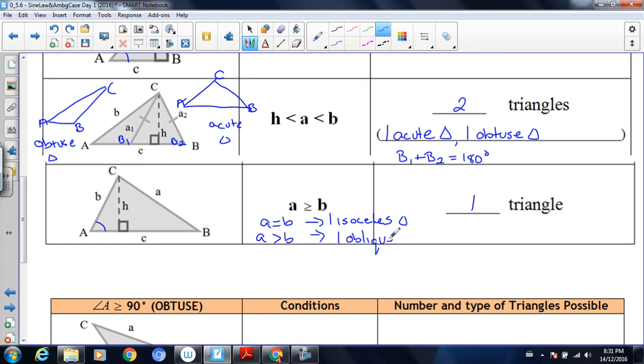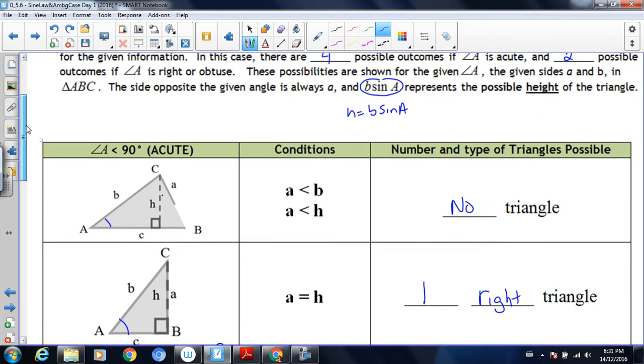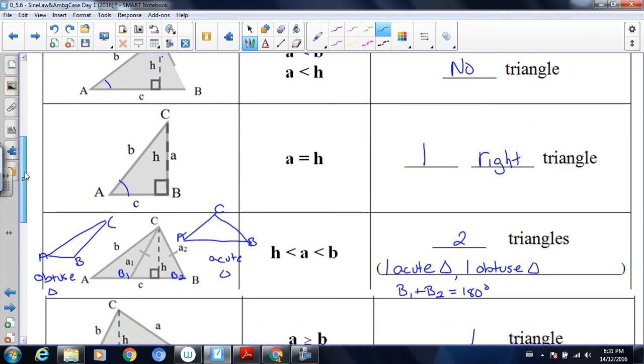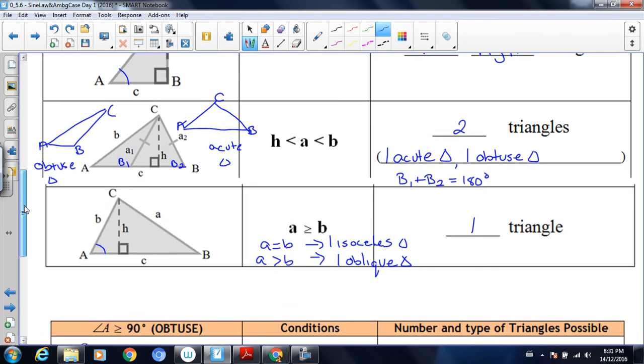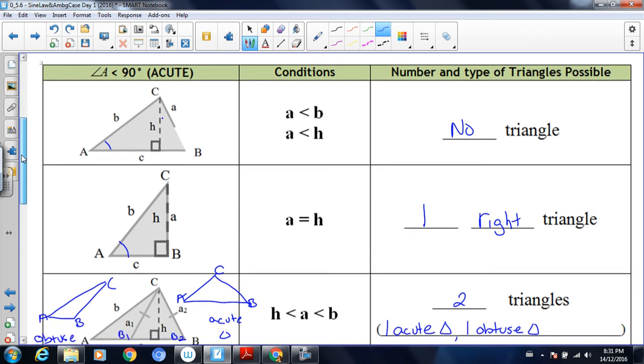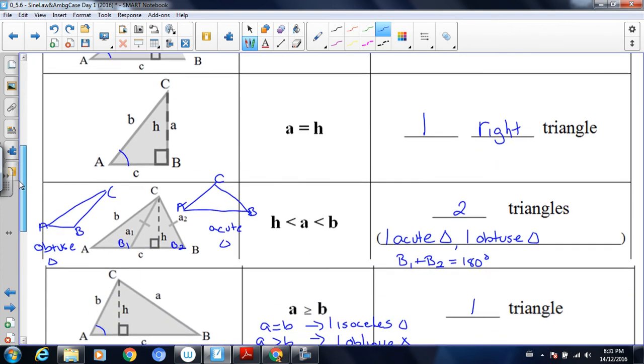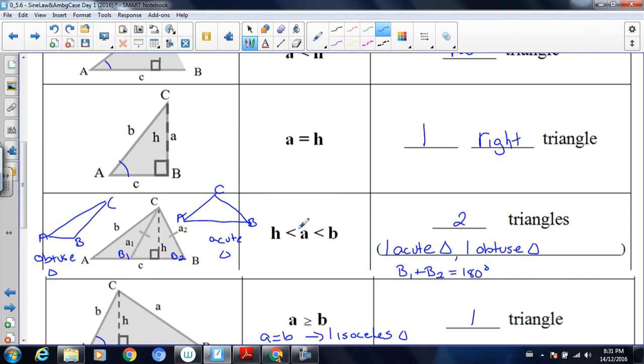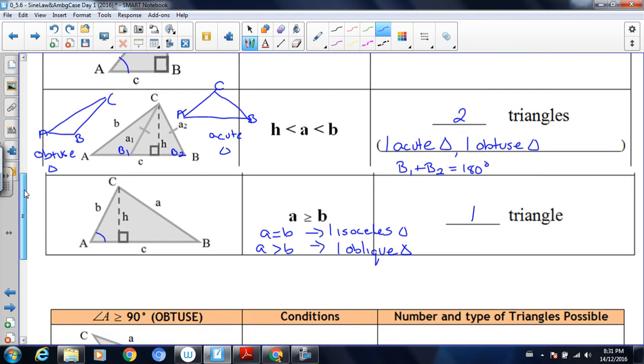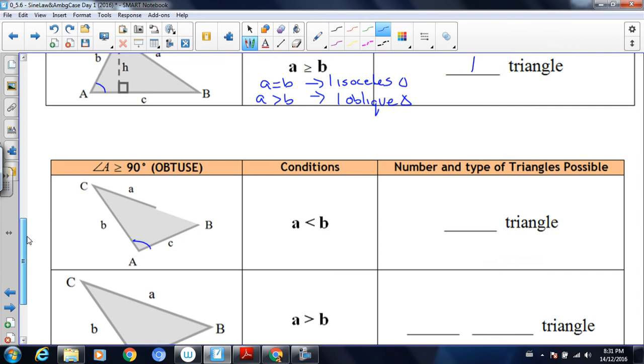oblique triangle. So if side A is the same measurement as B, you're going to have an isosceles triangle, but if side A is greater than B, you have one oblique triangle. These you have to have memorized. You have to have all these conditions memorized because you'll be asked to solve for missing sides and missing angles. In the case that side A is greater than your height and less than side B, that means you have two triangles, and you must solve for two different triangles. We're going to do an example of that.